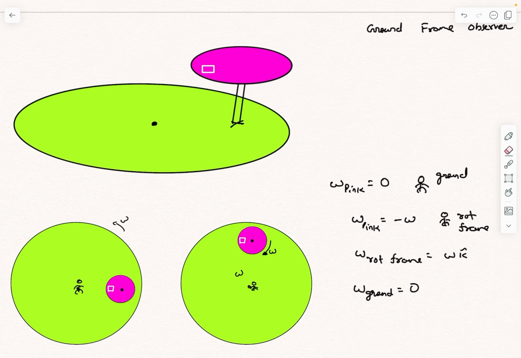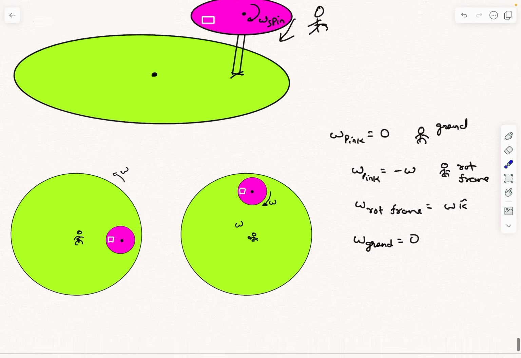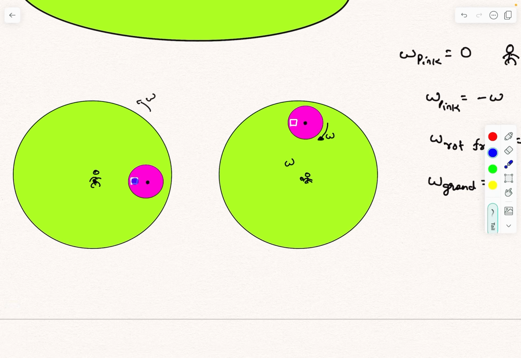Now what happens if I give this pink disk a spin? Let's say some guy from the outside gave it a spin. If I give it an external spin, guys, I'll just vectorially add omega spin to each of these cases. According to the ground frame observer, the omega of the disk was 0, and now we'll just vectorially add omega spin.